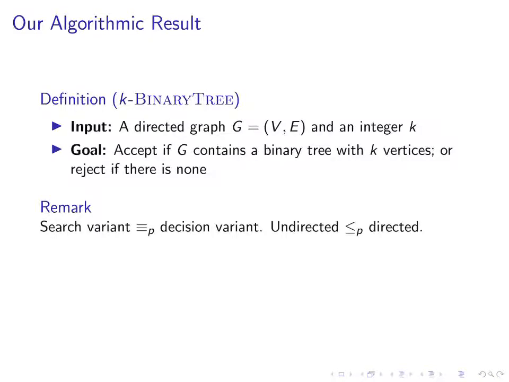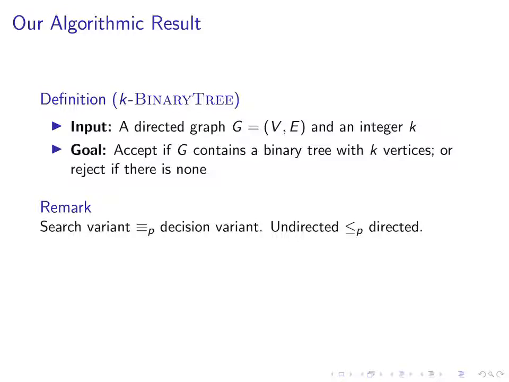Here we make 2 remarks. First, the search variant and the decision variant are polynomial time reducible to each other. It is clear why we can use the search version to solve the decision version. For the other direction, suppose we want to solve the search version by the decision version. What we can do is to iteratively remove one vertex after another. And eventually, by some recursive procedure, we can find a solution.